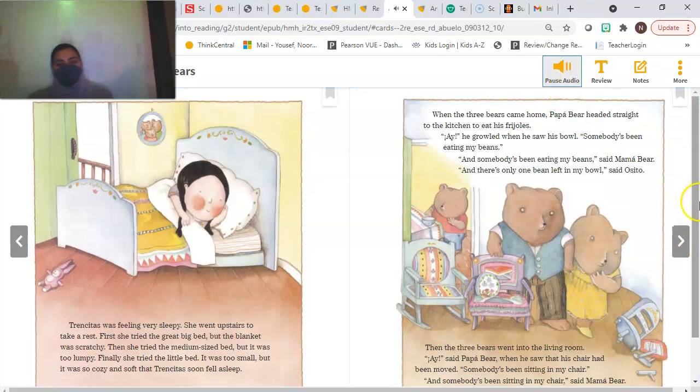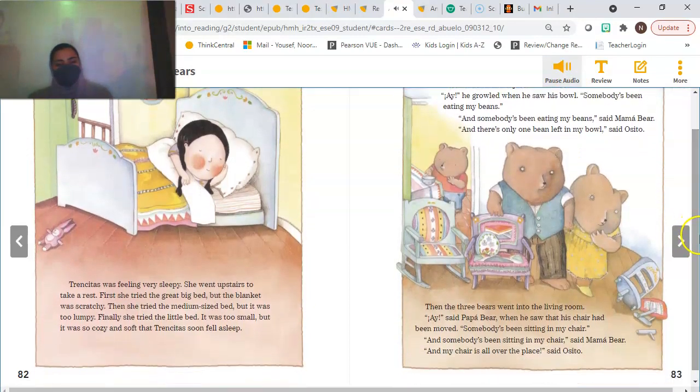Trenzitas was feeling very sleepy. She went upstairs to take a rest. First, she tried the great big bed, but the blanket was scratchy. Then she tried the medium-sized bed, but it was too lumpy. Finally, she tried the little bed. It was so cozy and soft that Trenzitas soon fell asleep.